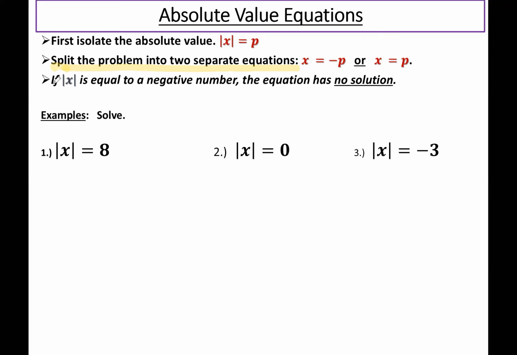And then this third, not exactly a step, but kind of a third note: if the absolute value is equal to a negative number, we saw that earlier, then the equation has no solution. Okay, so let's actually solve these.